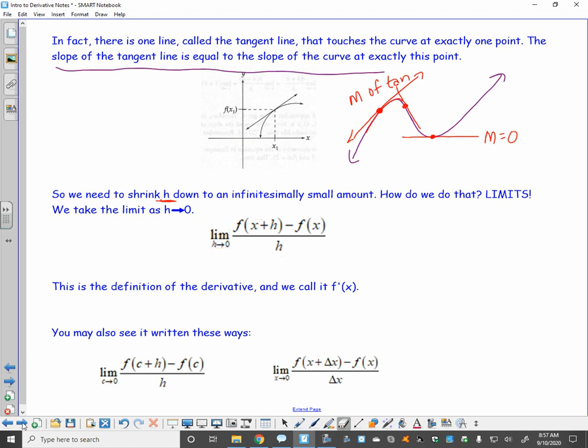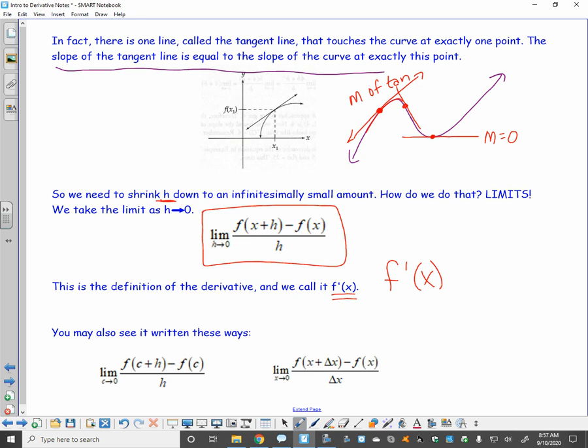So guys, this right here is the definition of a derivative. It is the cornerstone foundational block of half of calculus, really of all of calculus. Okay, this is the definition of the derivative, and this is called f prime of x. F prime of x.